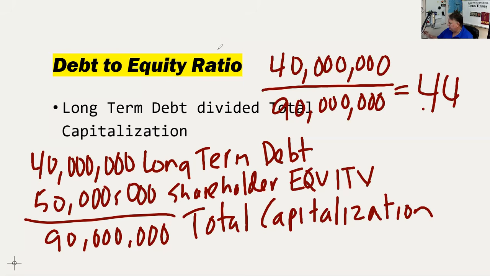Now, this ratio here is about solvency. We have too much debt. We're not going to be able to pay it, and we're going to go poof. Capitalism without failure is kind of like religion without hell, right?